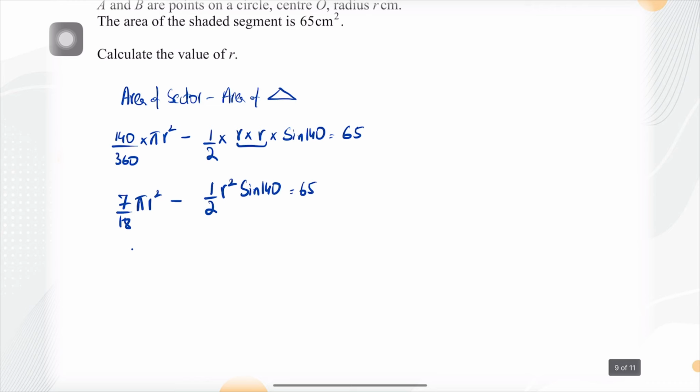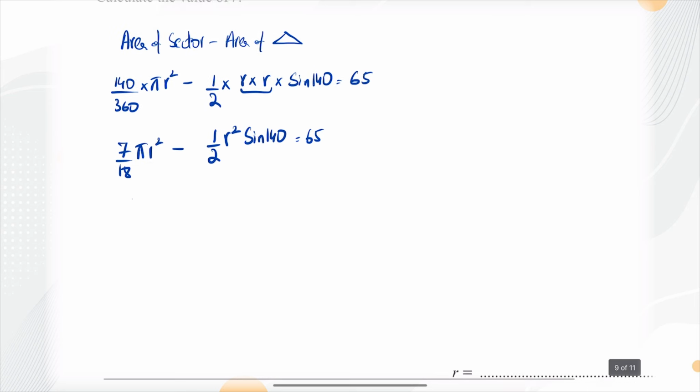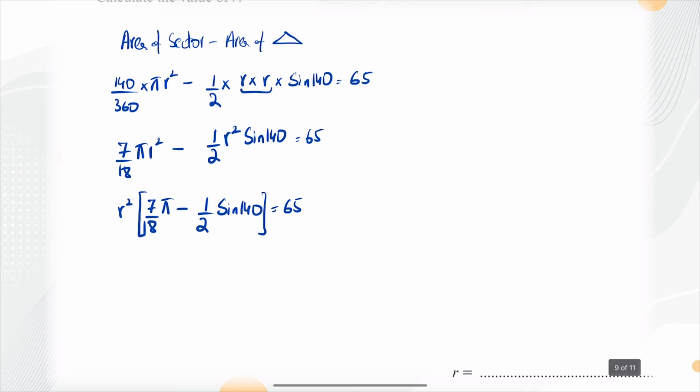Let me check. The answer is in fact 8.4. It can't be 53.5. How can the radius be 53.5 and the shaded area be 65? That doesn't make sense. Anyway, you'll see what you've done wrong. So let's take r squared common. So we have 7 upon 18 pi minus 1 upon 2 sine 140, sorry, not sine 40, sine 140, which is equal to 65.